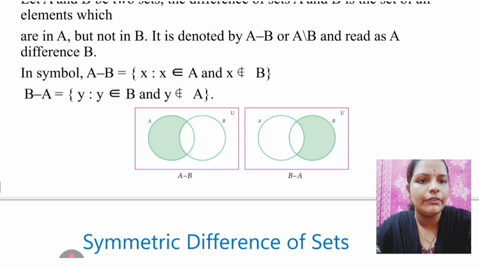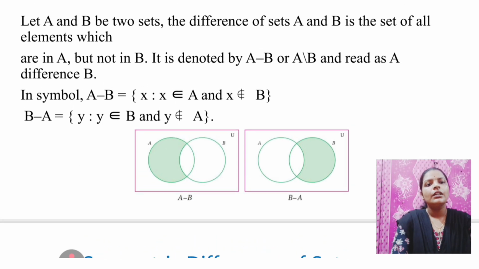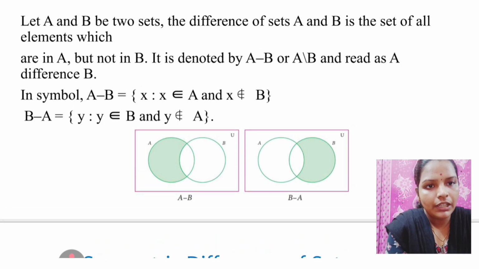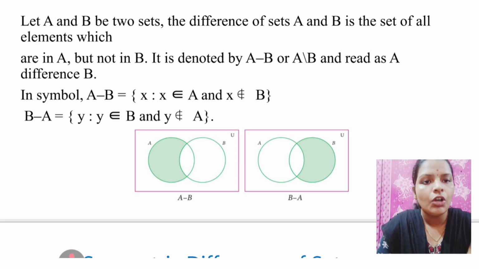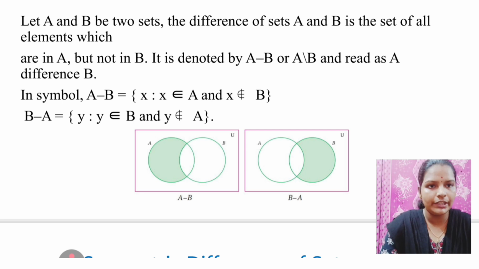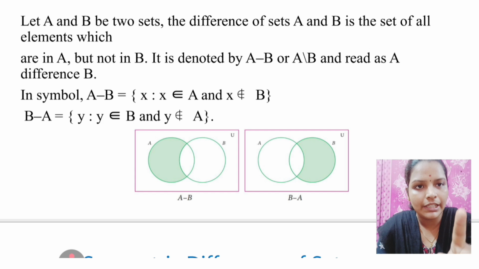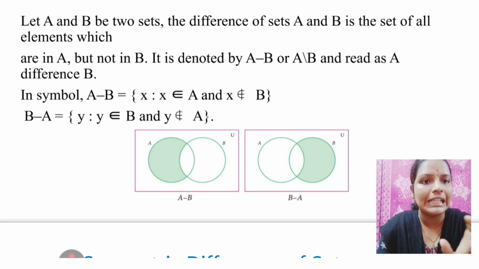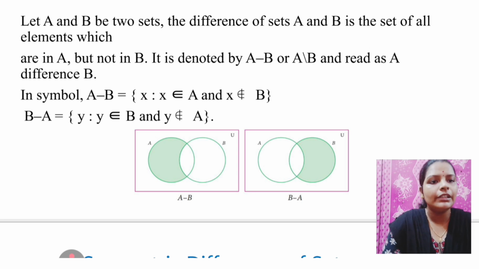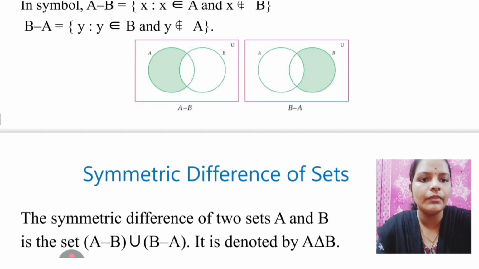You can see the Venn diagram here. Here we first have the A minus B Venn diagram. In this, the common elements of A and B are cancelled, that is not included, and the elements of B are also not included. Only the part of A without the common element, that is the intersection, we have shaded, that is for A minus B. Similarly for B minus A.